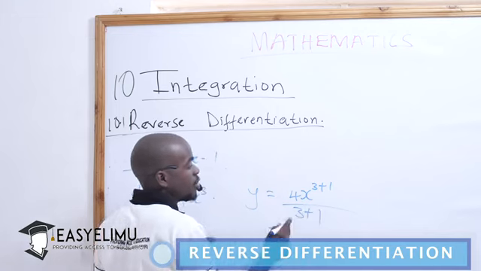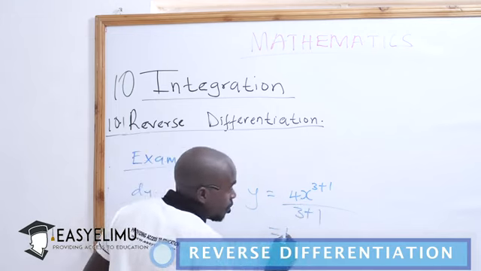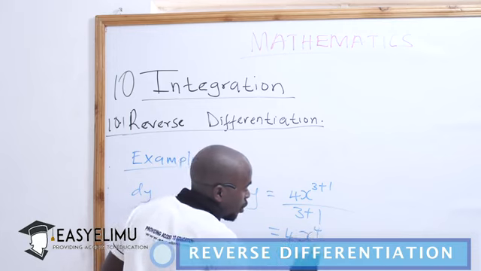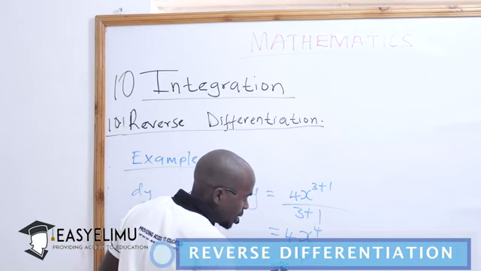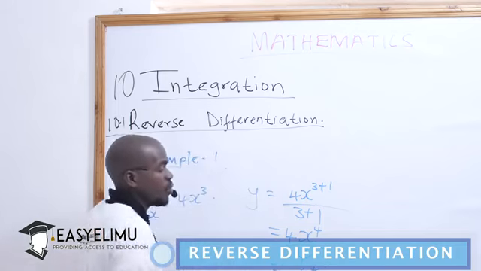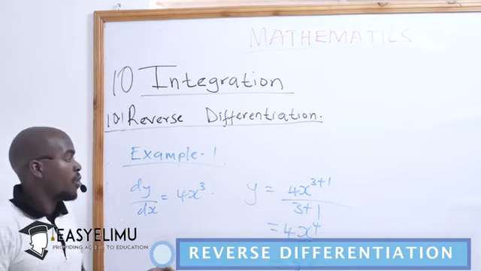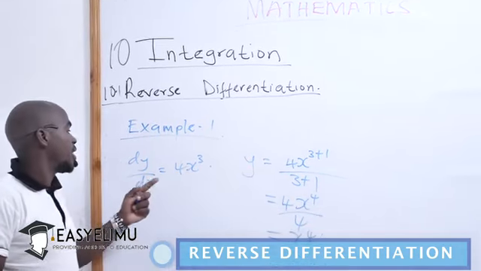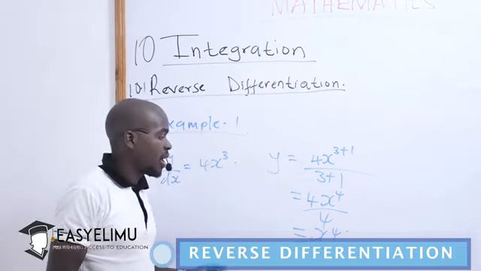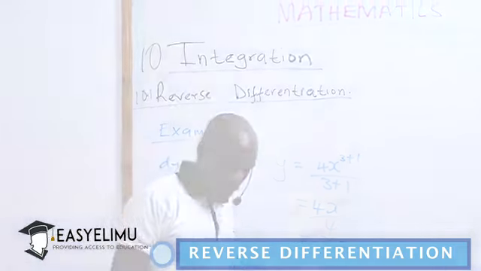And if you do that, you are going to get 4x raised to 4 over 4, and that is going to give you x raised to 4. This is what we have as the function for the gradient function 4x cubed.